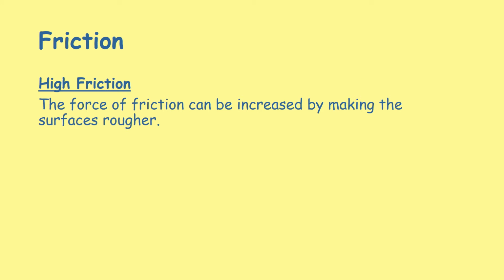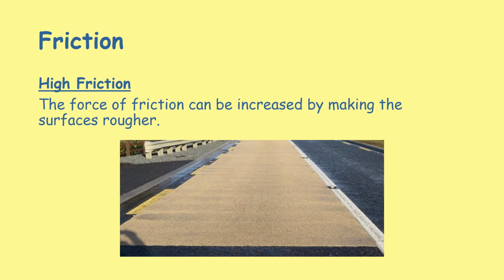High friction. The force of friction can be increased by making the surfaces rougher. Our picture here shows a road. It's been resurfaced to make it rougher. This could be because there were often car crashes beforehand. By making the road surface rougher, we increase the friction between the tyres and the road surface, meaning the cars can grip more on the road and so there'll be fewer crashes.